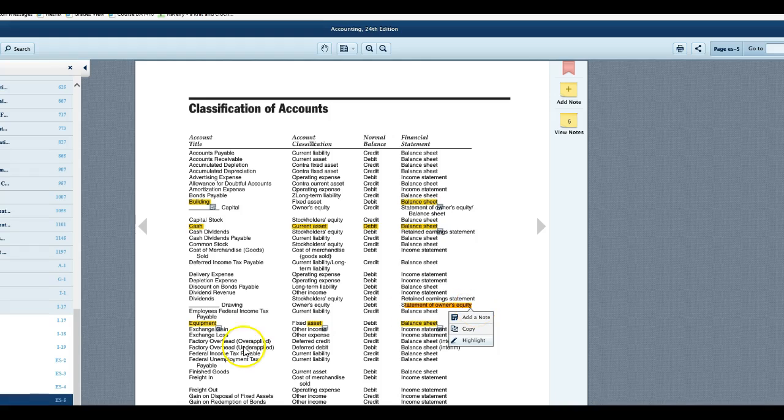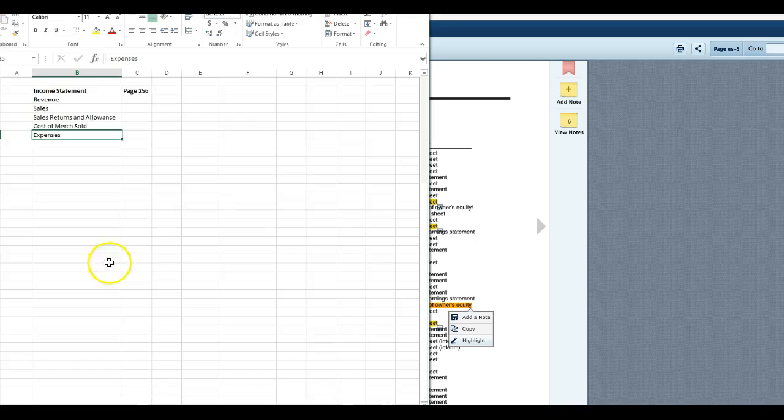So you have a couple options when you're doing exercise 6-8. You can look at the classification accounts, and you can look at exhibit 1 on page 256, and those are where you can find your accounts. And you're basically just going to follow their example. Remember, if it's not a revenue account, if it's not the sales returns or allowances account, or cost of merchandise sold, and if it doesn't have the word expense in the title, it does not go on this statement.